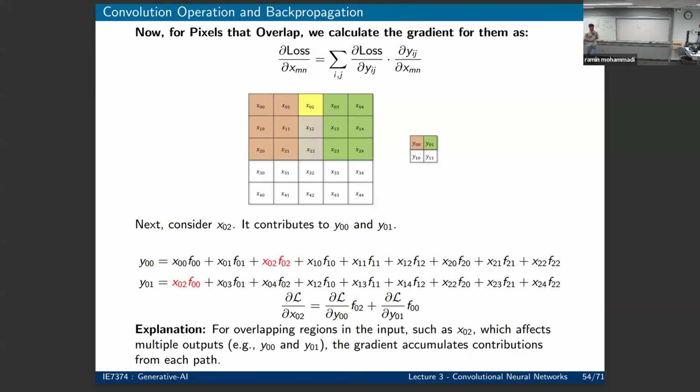Dilate basically means the same thing. You're going to add 0s here. So this is your gradient with respect to y00, gradient with respect to y01, y10, gradient with respect to y11. This is still the same thing, S minus 1. But you're also going to pad, okay? And the pad is also going to be, I think if I'm not wrong, R minus 1 and S minus 1.